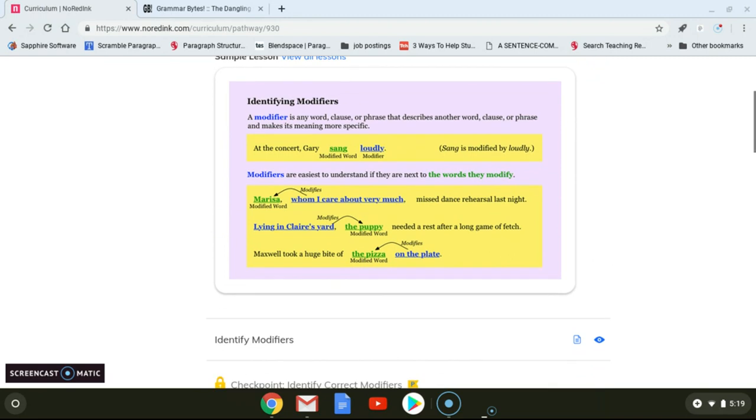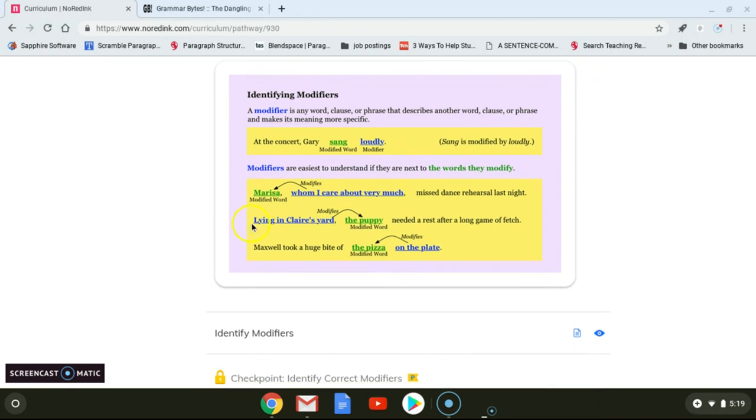In another example, we can see down here that the modifier is coming before the target. It says, lying in Claire's yard, the puppy needed a rest after a long game of fetch. We can see that the puppy is the target because it's the word that's being described. Lying in Claire's yard is the phrase that is describing and telling us more information about the puppy.